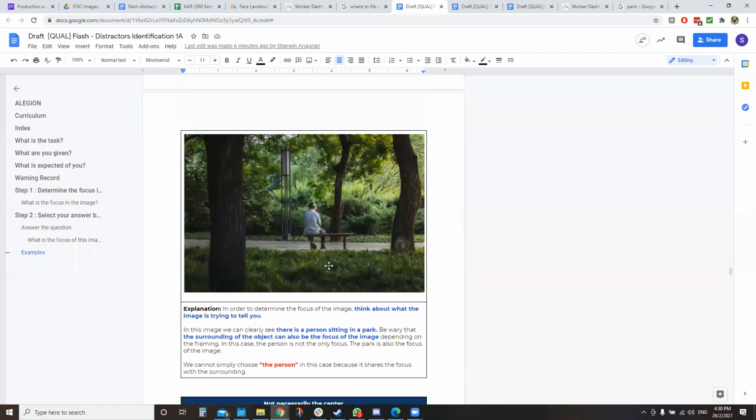Look at this one. Clearly, you can see a picture of a man sitting in a park. Look at the surroundings. You can see that this pole is actually bigger than the man, and also the stool and the chair. But the park is also the focus.